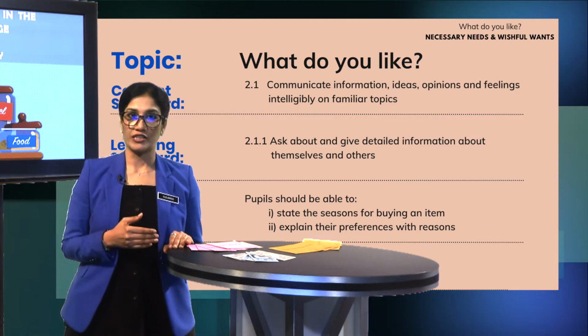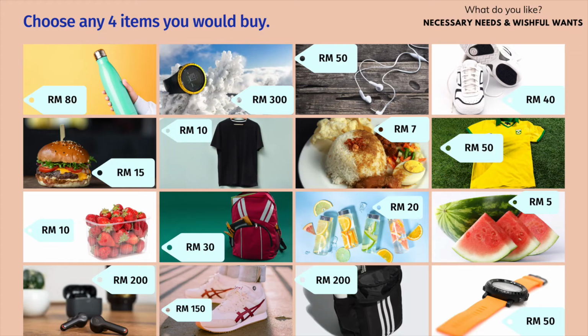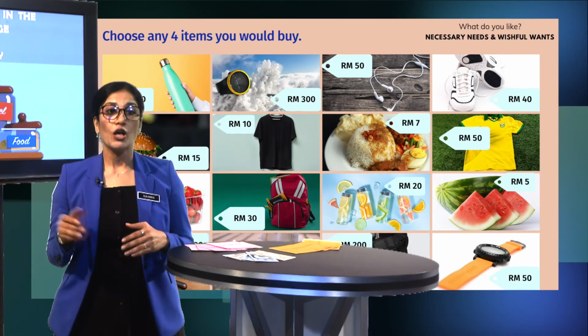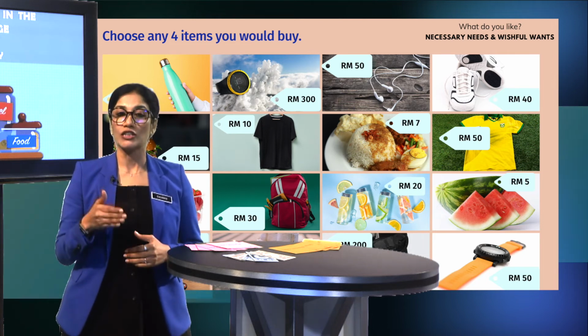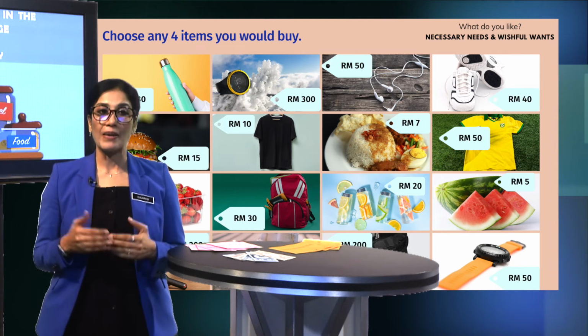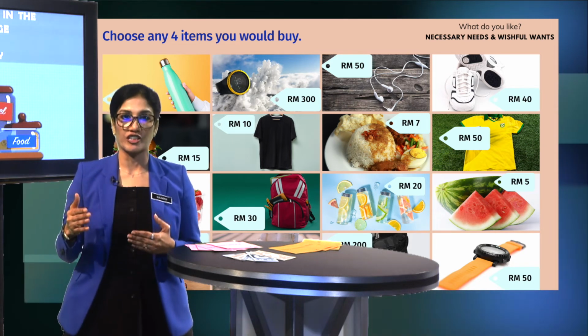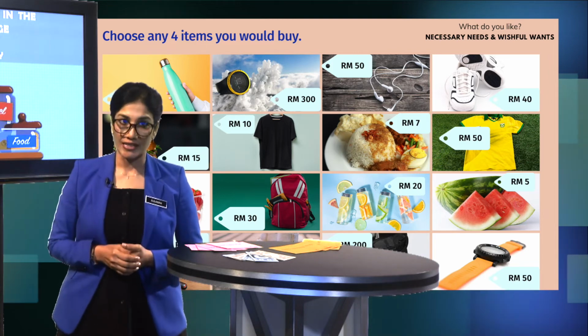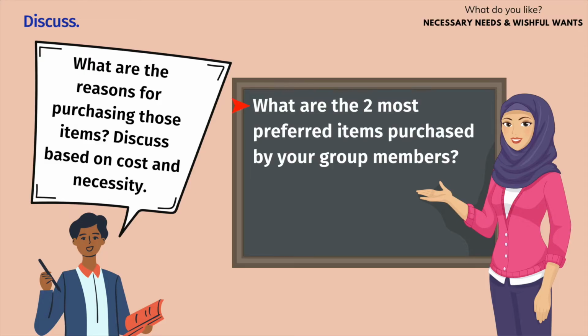For the starter activity, teacher displays a variety of items on the board. She asks each pupil to buy 4 out of 16 items displayed. Pupils then sit in groups of 4 or 5 to discuss the purchased items based on the points of discussion as shown. For example, what are the 2 most purchased items by your group members? What are the reasons for purchasing those items?